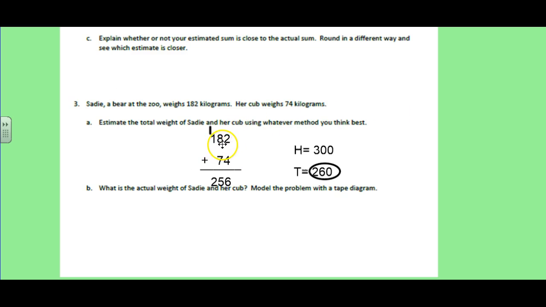Okay, adding the actual numbers together, you should have gotten 256. If you rounded 256 to the nearest 100, you got 300. If you rounded it to the nearest tens place, you got 260. So the closest answer is 260, because that's closest to 256. They both weigh about 260 kilograms.